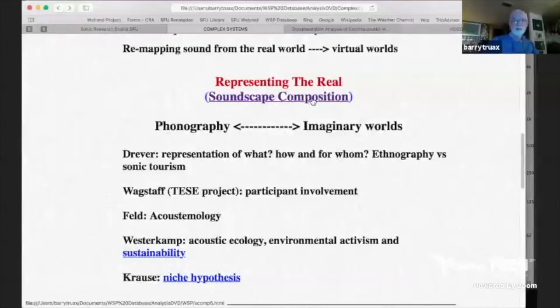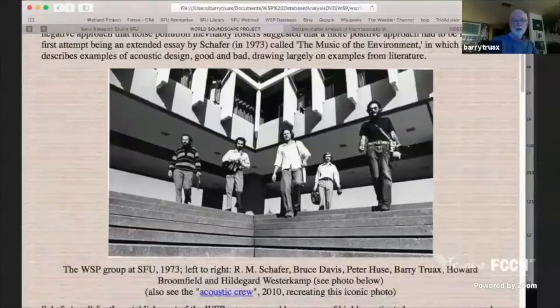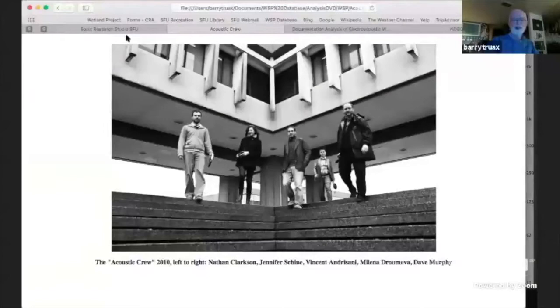And I'll simply go on now to soundscape composition and give you a very brief primer or background of the World Soundscape Project. This is the so-called iconic picture from 1973 with the late Murray Schafer and his team of research assistants, Bruce Davis, Peter Huse, myself, and Howard Broomfield. This iconic picture at SFU has been modeled and used by my students and colleagues here for the modern day. They are much hipper looking. They have portable equipment. They don't have nerdy glasses and beards and hair like that.